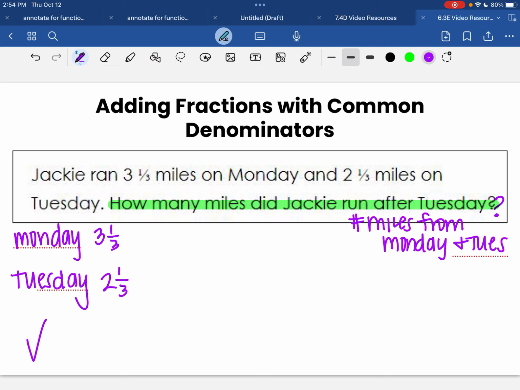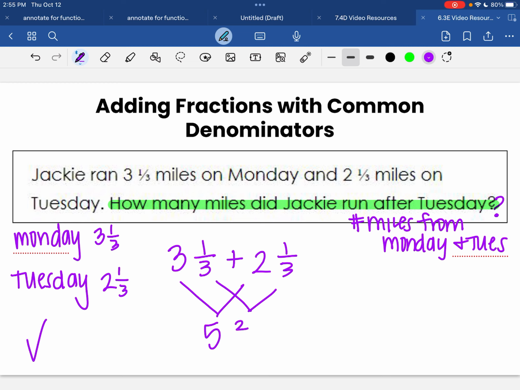So now that I've analyzed what I know and what I don't know, I'm going to make a plan and solve. And since I'm trying to find the number of miles from Monday and Tuesday, I know that I can combine 3 1/3 with 2 1/3. When I'm adding them, I'm going to add my whole numbers first. So I know 3 and 2 makes 5. And I see that I have a third combined with a third. And because those are the same denominator and they're comparing out of the same whole, I can combine them. And so a third plus a third gives me 2/3. So Jackie ran 5 2/3 miles after Tuesday.